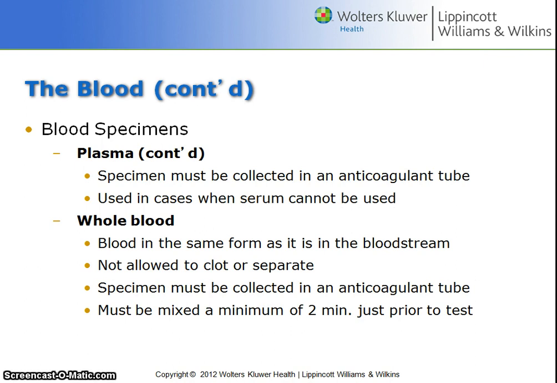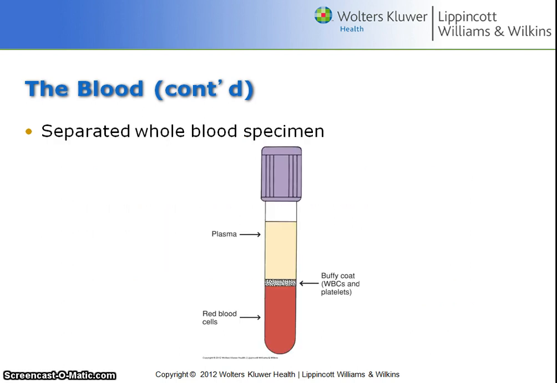Plasma must be collected in an anticoagulant tube. Obviously, you don't want coagulation to occur or it will be serum. Whole blood is blood in the same form as it is in the bloodstream. It must be collected in an anticoagulant tube also. So here's an example of separated whole blood. You see the plasma on top, the buffy coat, which contains your WBCs and platelets, and the red blood cells will be at the bottom.